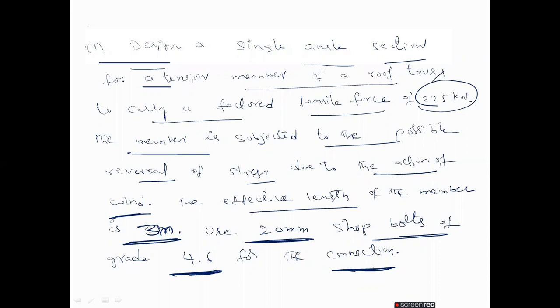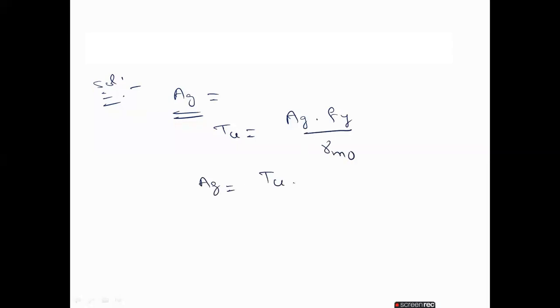Yesterday we already discussed the procedure for the tension member. The first step is to consider the yield strength and calculate the gross cross-sectional area. How will we calculate this? We know the formula Tu equal to Ag into Fy by gamma m0. So Ag equal to Tu into gamma m0 by Fy.